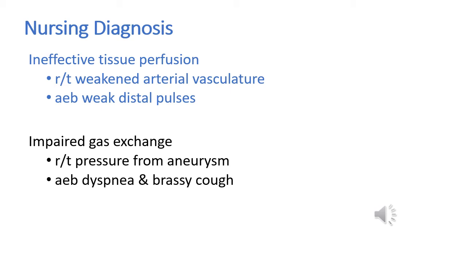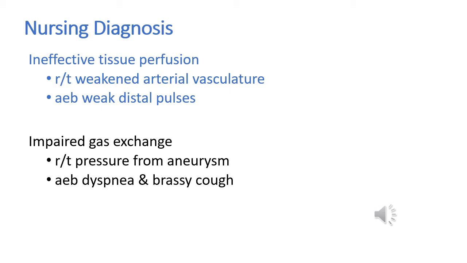A couple of nursing diagnoses apply here. Ineffective tissue perfusion can be related to that weakened arterial vasculature, and it may be evidenced by weak distal pulses. So here is a time to stop and think about that. If the aorta does not have sufficient vasculature, the blood pumping through it is probably not pumping through effectively, and we're not getting good perfusion distally.